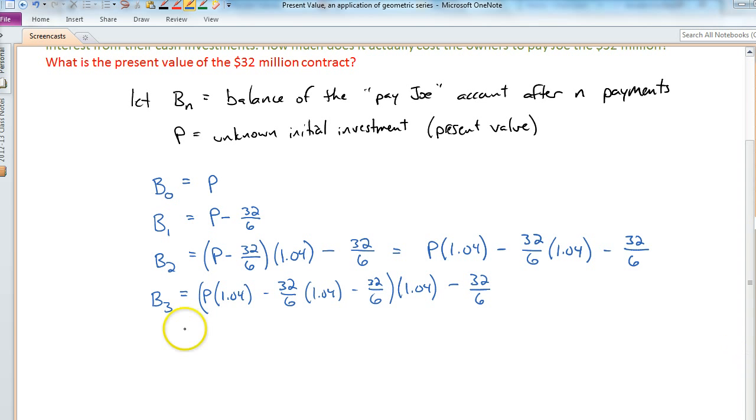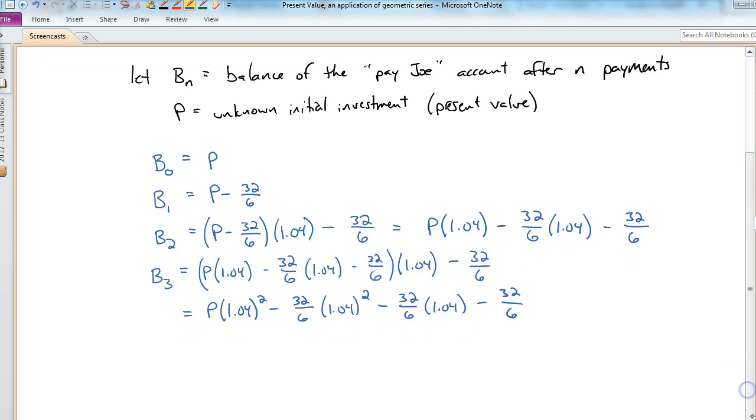Okay, so then I've got this equaling, the 1.04 is going to distribute to all three of these terms. So I have P times 1.04 squared minus 32 over 6 times 1.04 squared minus 32 over 6 times 1.04 minus 32 over 6. Okay, now I could go all the way to B sub 6, but I'm going to skip some steps here and see how that works.